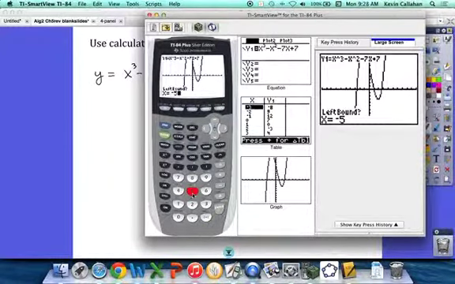I'm doing the one on the left first. And I didn't use my arrow keys. I just entered x equals -5 for my left bound and x equals -1 for my right bound.